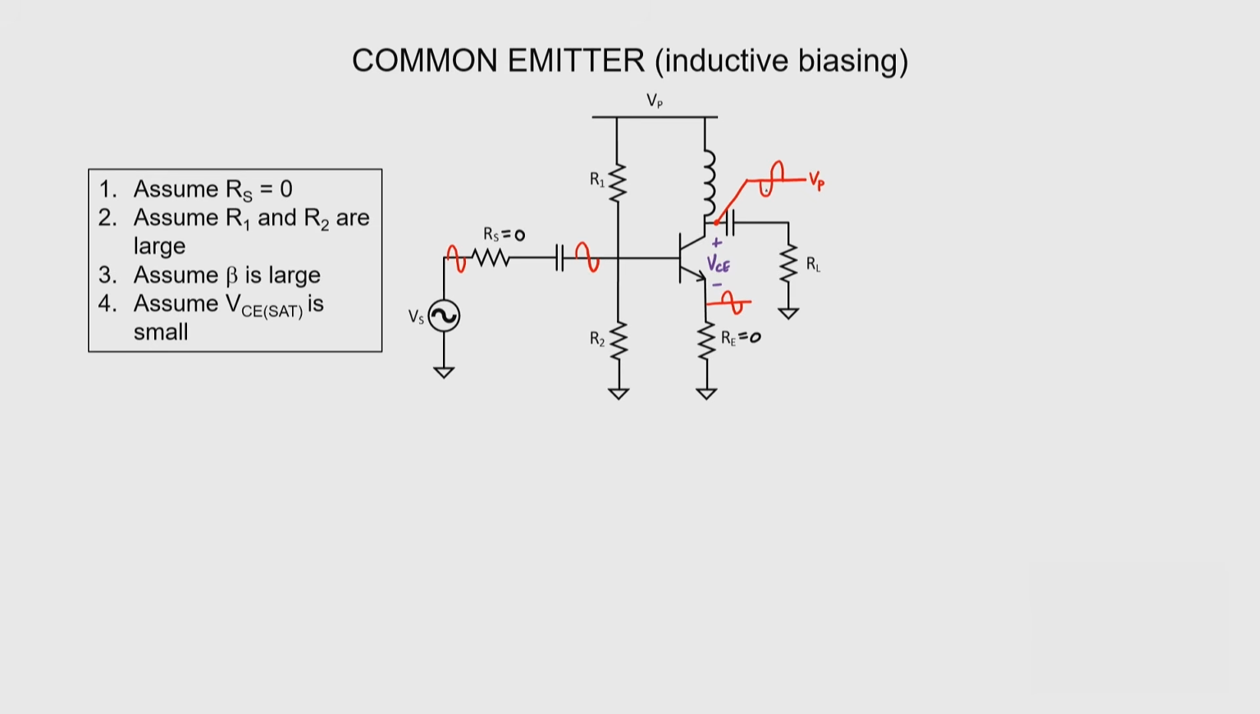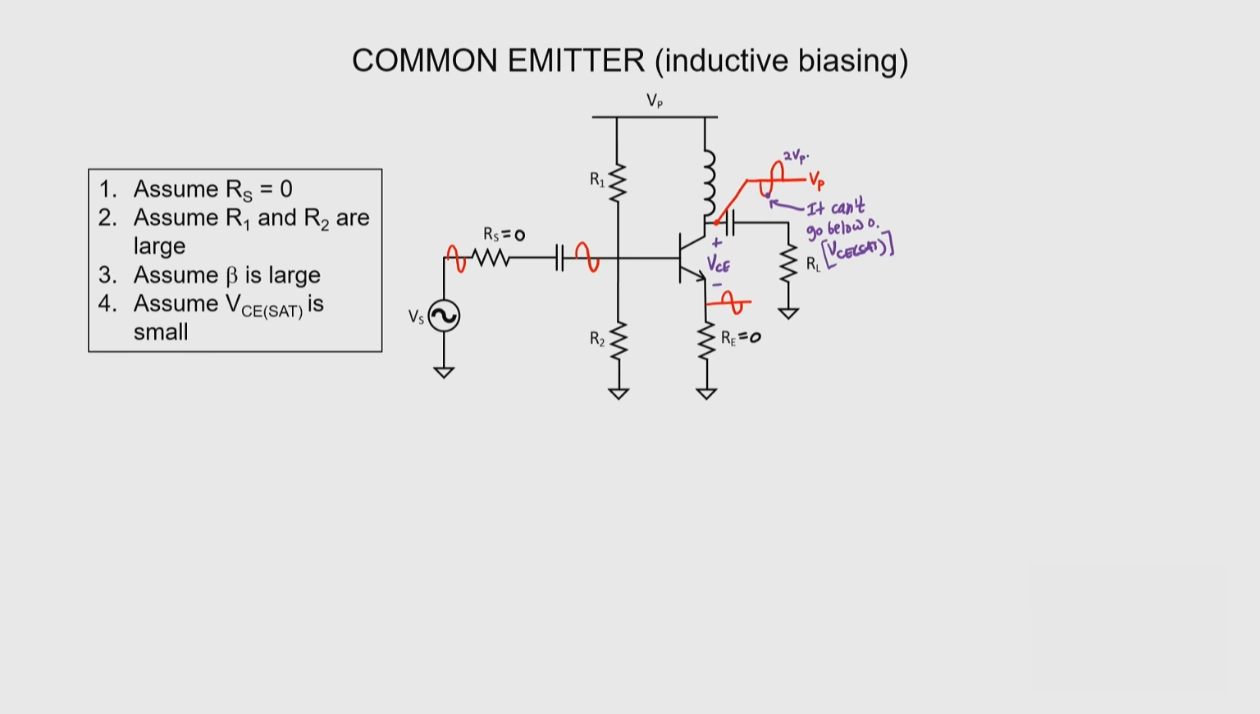The question here is, how high can it swing and how low can it swing? It's easier to answer it on the low side first. How low can that signal swing? Well, it can't get below VCE sat, can it? Because that would drive the transistor into saturation. So it can't go below VCE sat, and we're kind of assuming that's a small number. So it can't go below ground.